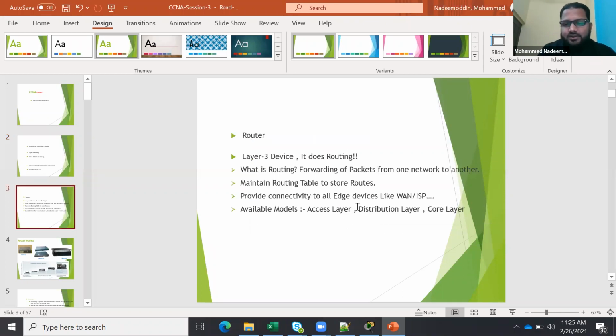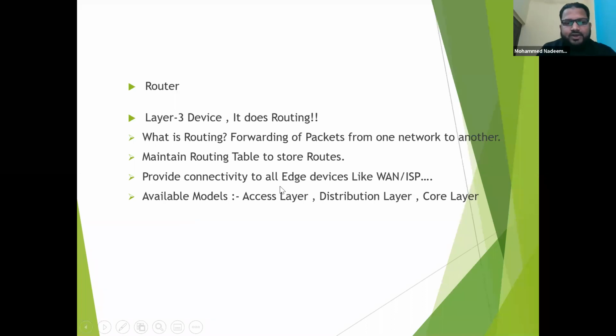So first thing, the router. What is a router? If I tell you what is a switch, a switch is a layer 2 device. A router is a layer 3 device. What does a switch do? Switching. A router does routing. What is switching? Forwarding of frames from one port to another port. What is routing? Forwarding of packets from one network to another network. A switch maintains a CAM table, a router maintains a routing table. A switch stores MAC addresses, a router maintains all the routes.